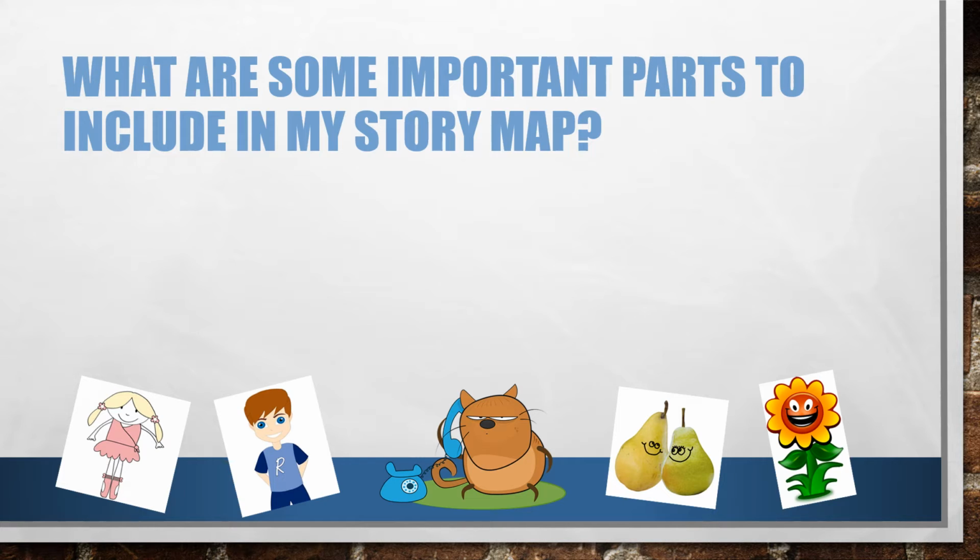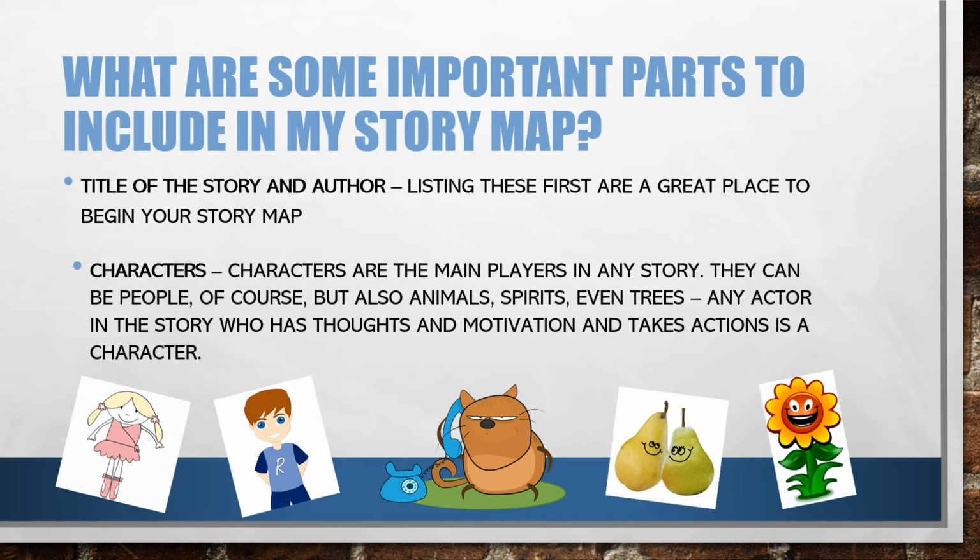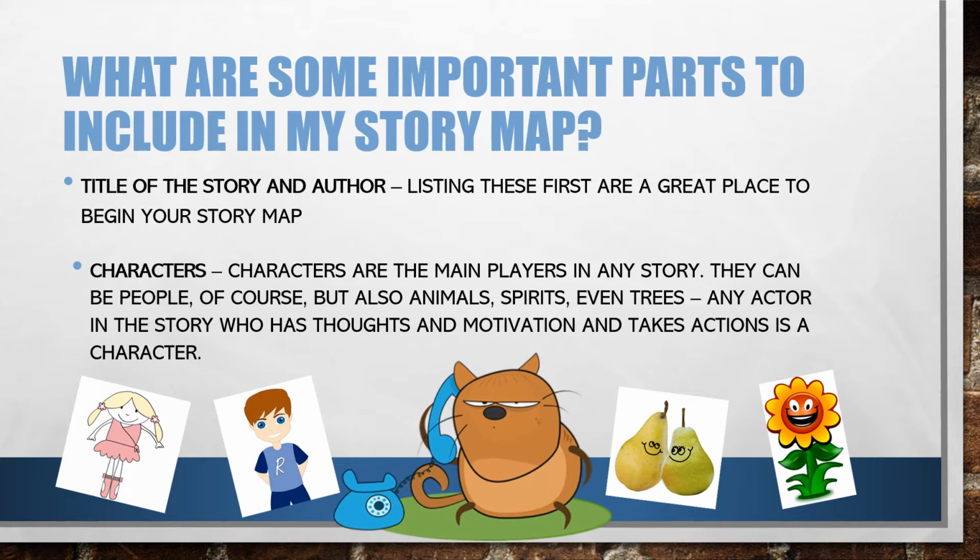Let's talk about important parts to include in a story map. A great place to begin a story map is with the title of the story and the author. You also want to include the characters. Characters are the main players in any story. They can be people, they can be trees, flowers, they can even be animals. A character is any actor in the story who has thoughts and takes action.